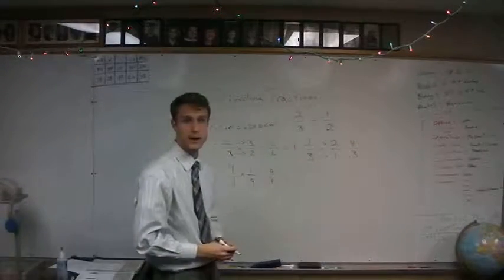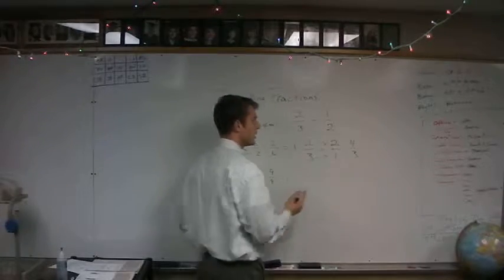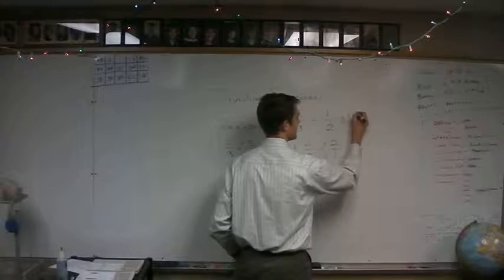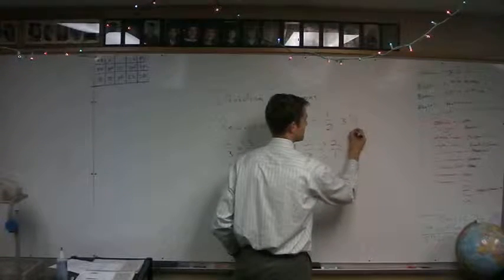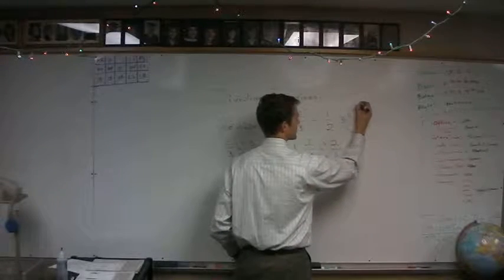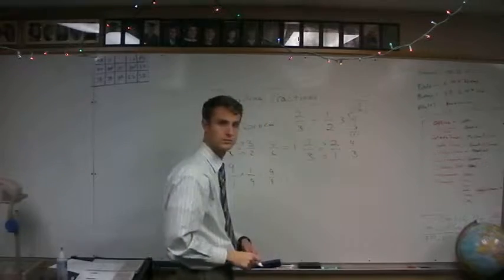That's an improper fraction, so I would want to write it as a proper fraction, as a mixed number. Remember, the top number goes inside, bottom goes outside. That's 1. I have 1 left over, 1 remainder. I put that over 3. 1 1/3 would be my answer.